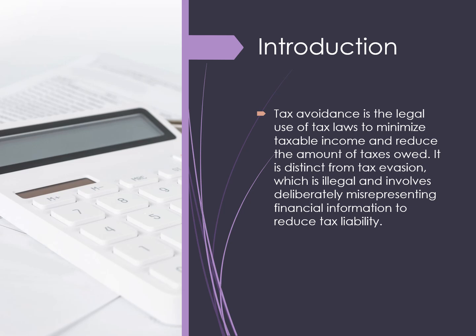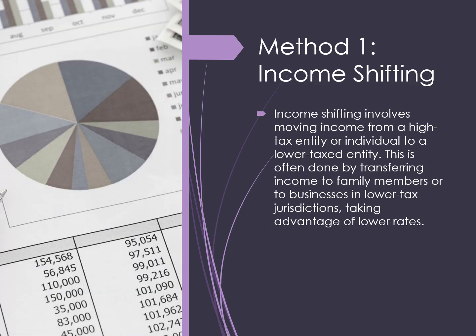We'll look at how each method works and essentially how income shifting, deferring income, and using deductions and credits can affect the overall taxes. All right, method 1, income shifting. Essentially, it's moving down to a lower tax bracket that an individual or entity might want to do to pay lower taxes. A good example is a family business transferring ownership or dividends to lower income members.